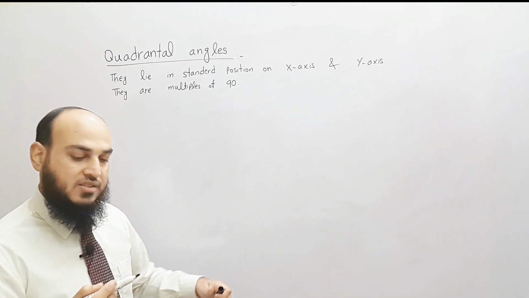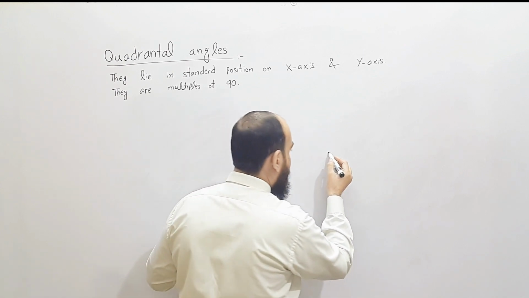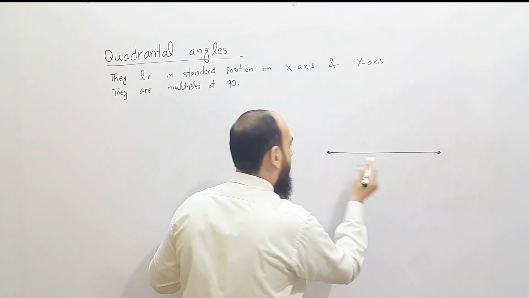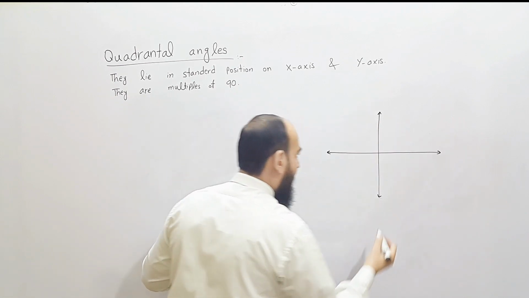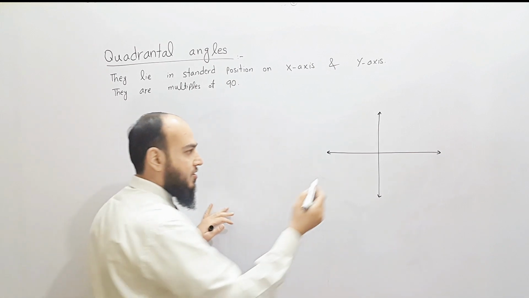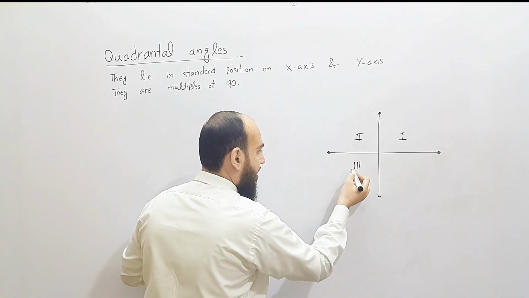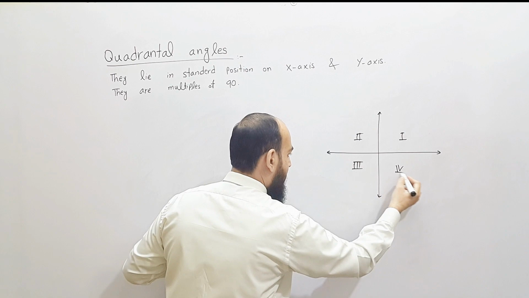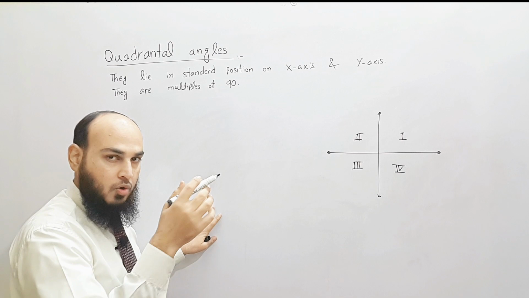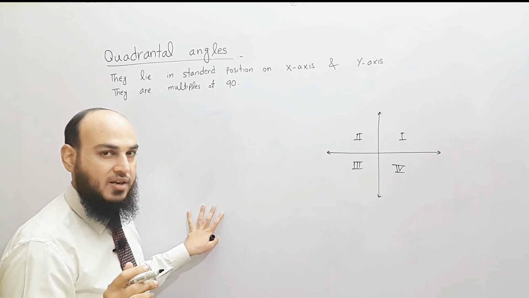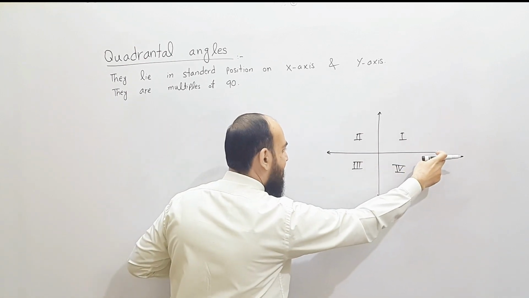Okay, let's understand it with the help of the x-axis and y-axis. This is the x-axis, also known as the horizontal axis, and this is the y-axis. If you go in the anti-clockwise direction from this side, this is quadrant number 1, this is quadrant number 2, this is quadrant number 3, this is quadrant number 4. And if you go in the anti-clockwise direction, you will get positive quadrantal angles. Quadrantal angles lie on these edges, okay?